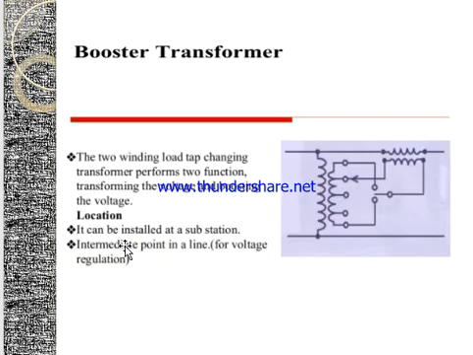While considering the booster transformer, the two-winding load tap changing transformer performs two functions: transforming the voltage and boosting the voltage. So obviously this can be installed at the substation levels. It can also be installed at an intermediate point in a line where voltage regulation is needed. The point is identified and then implemented.